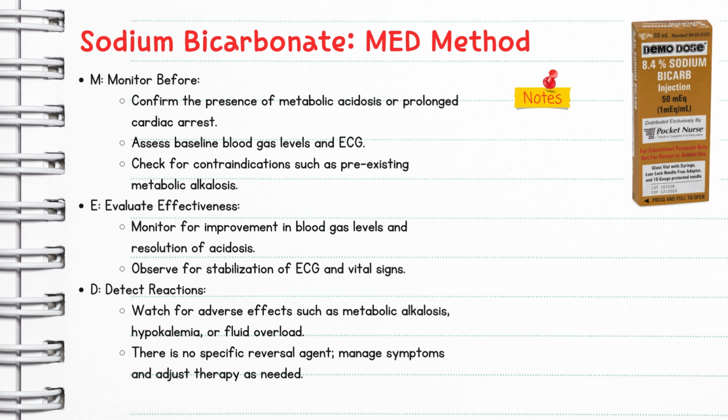So what you're going to look for are the signs of metabolic alkalosis, hypokalemia, and fluid overload. So with fluid overload, you're going to see bounding pulses, maybe crackles in the lungs, those kinds of things. So let's see, is there anything else I needed to say about this? Nope, we're good.